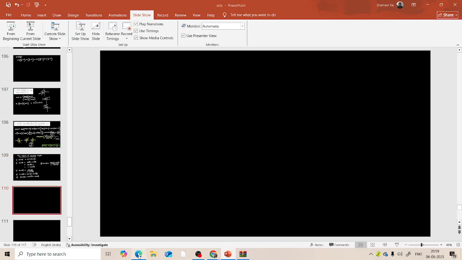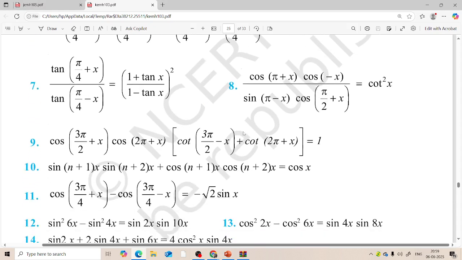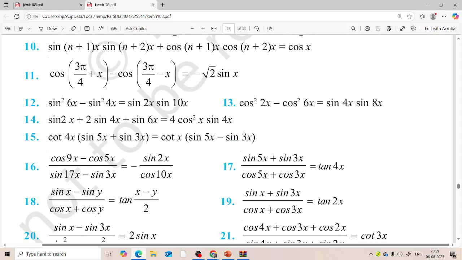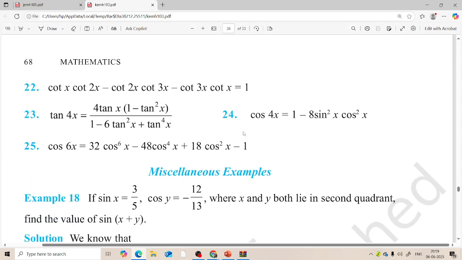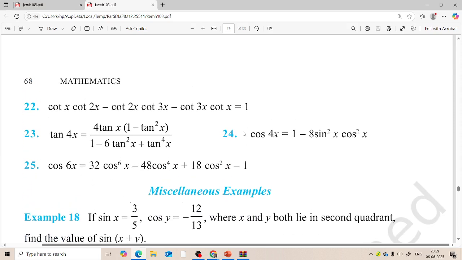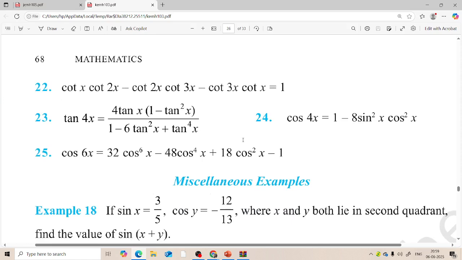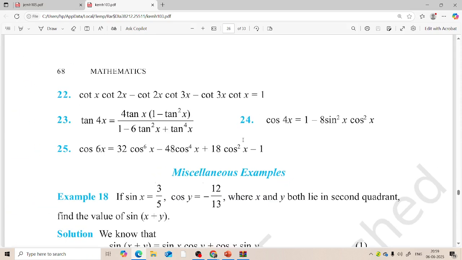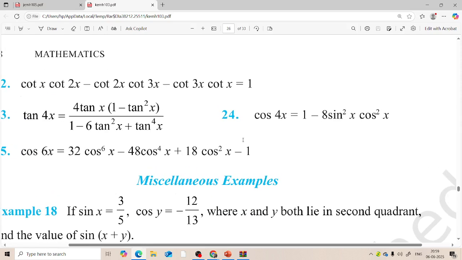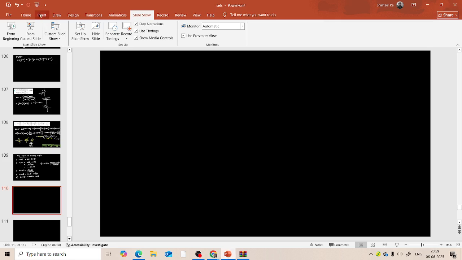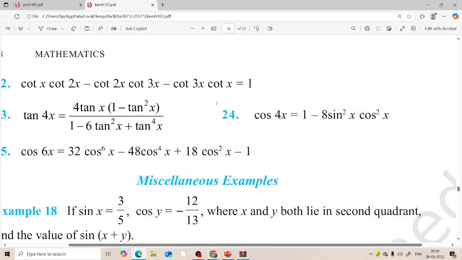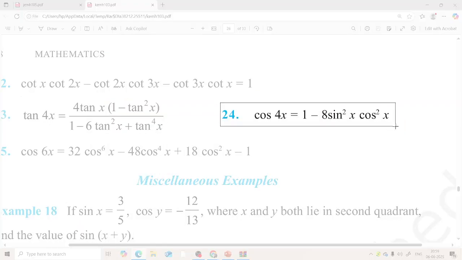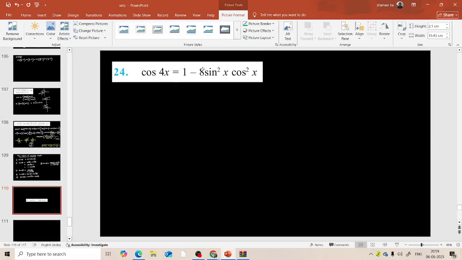Let me complete the textbook questions. After completing these textbook questions, I will discuss the outside questions. I think there are some 3 or 4 questions based on the multiple angle problem. Let me discuss the 24th question. Only show-that questions will be asked. Normally no numerical question is based on this formula, only show-that type of questions.